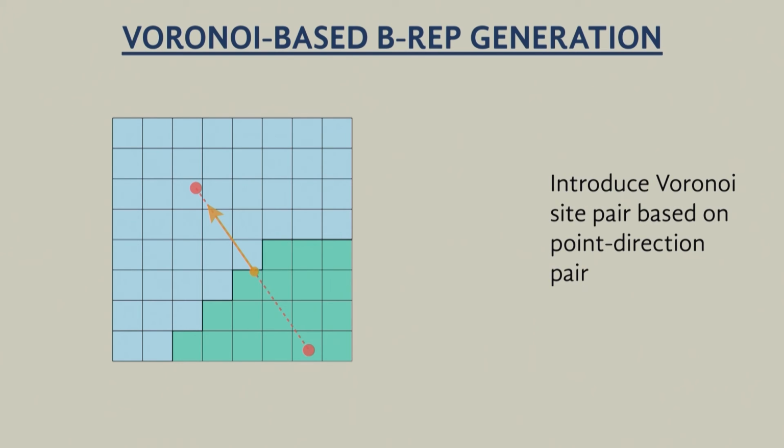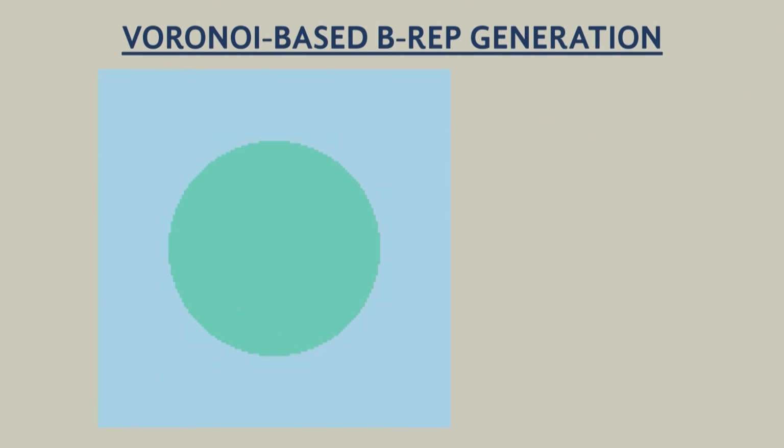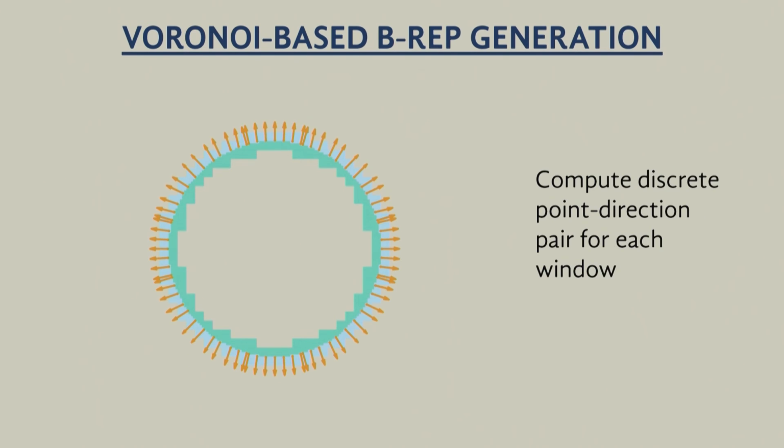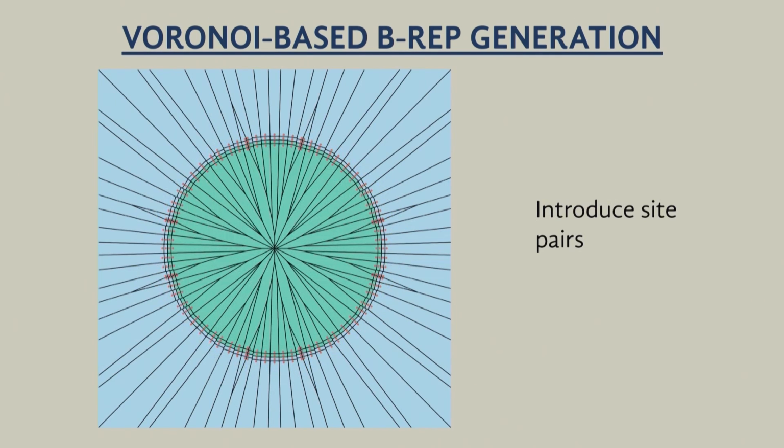And from there, you can throw down Voronoi sites. I hope at least enough of you are familiar with Voronoi partitions. It's just a way to partition a space given a set of sites. So I'll give you a quick demonstration and example. Here was our original island. We'll identify the different windows in which there are multiple materials. We can compute the discrete point directions for each window, and then throw down the site pairs.